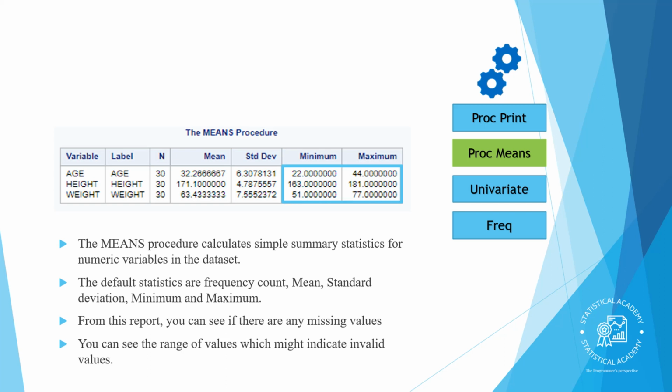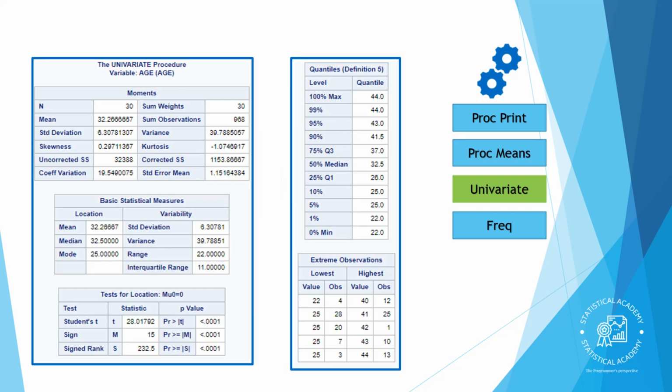and we can see the range of values, which might indicate invalid values. The univariate procedure also generates summary statistics. But it includes more detailed statistics related to distribution. The report also includes the 5 lowest and highest extreme values and their observation numbers.